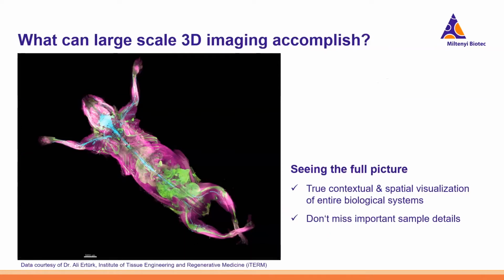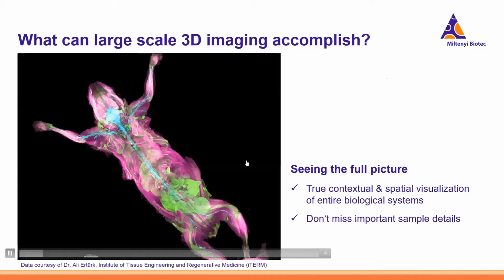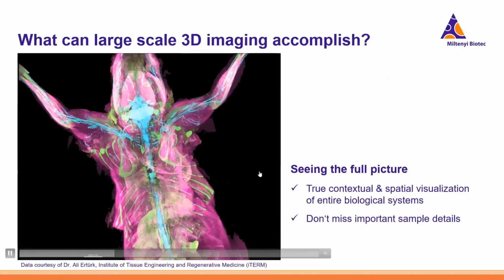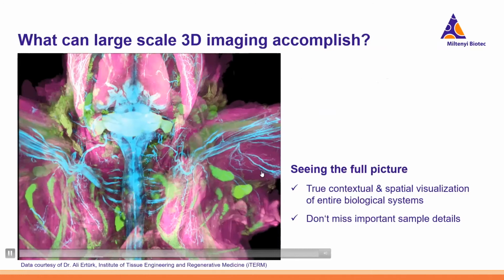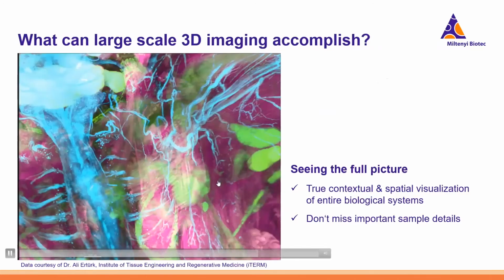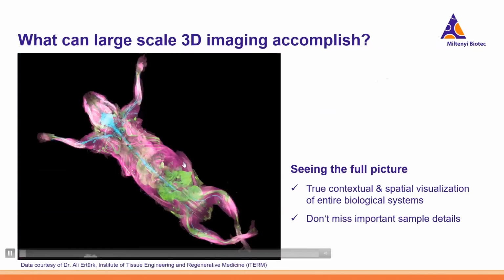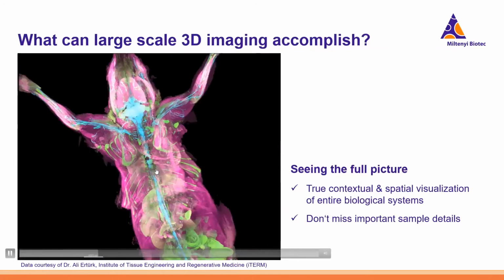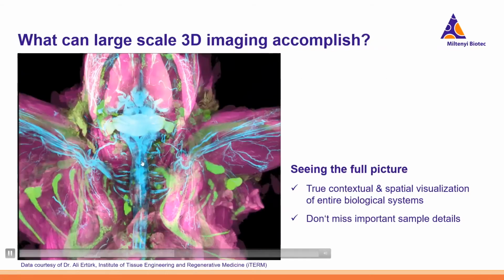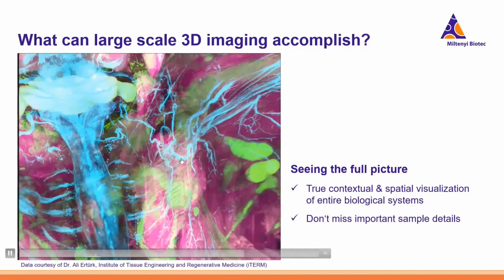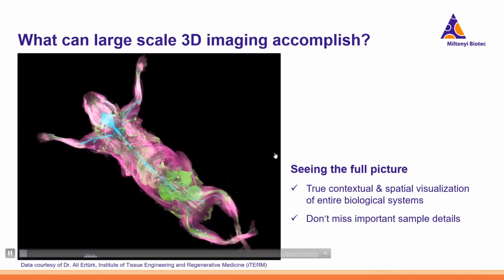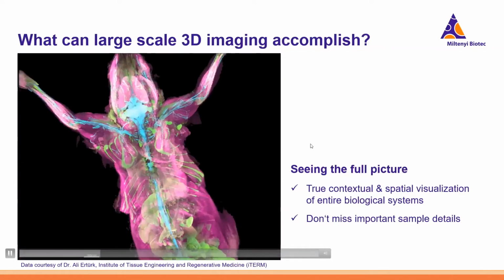And here is an example by Dr. Ali Ertürk, who was able to clear an entire mouse, and with labeling, he was able to see nerve structures in the context of muscle cells and other organs, which would have been never possible without this 3D imaging workflow technique.